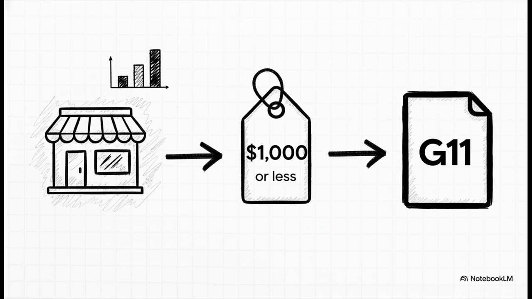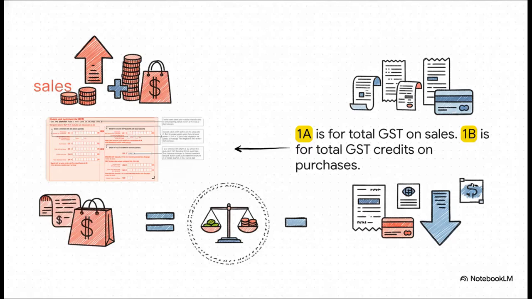It's a handy shortcut that can make your bookkeeping just that little bit easier. Okay, now we get to the summary section. This is where it all comes together. At label 1A, you report the total GST you collected on all your sales. And at 1B, you report the total GST credits you're eligible to claim back on your purchases. The difference between those 2 numbers is your final GST position. It's either what you owe the ATO or what they owe you.